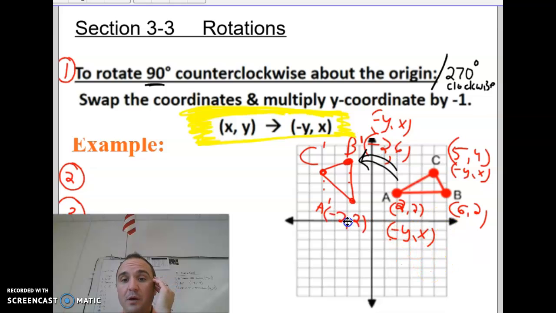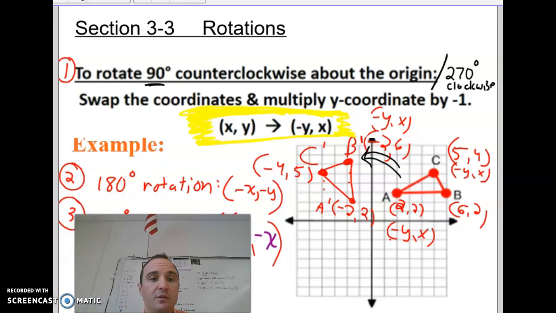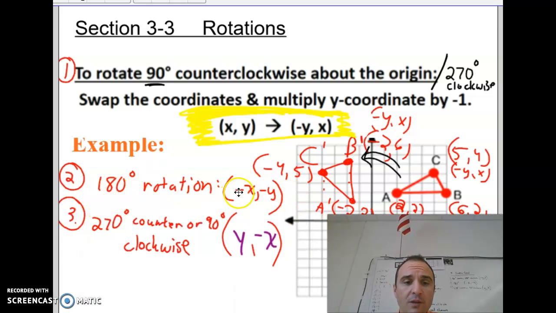Look at 2, 2: switch it to 2 again, but negative 2. And same thing with this one. This becomes negative 5, positive 4 for C prime. So the other formulas are, here are the formulas. A 180 rotation is negative x, negative y. And a 270 counterclockwise rotation, or 90 degrees clockwise rotation, is y, negative x.